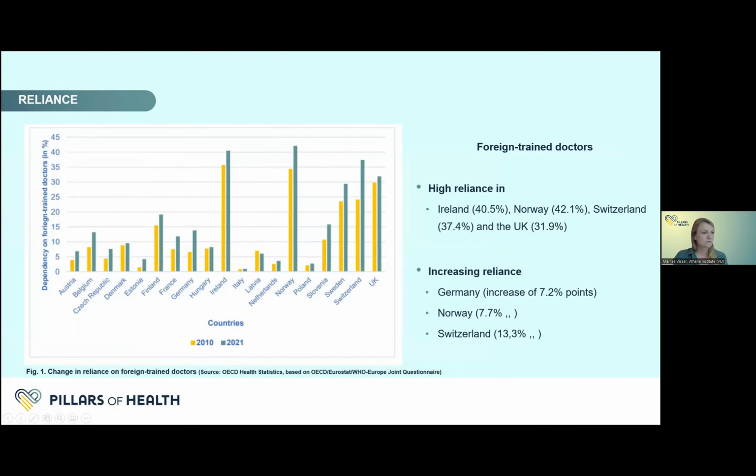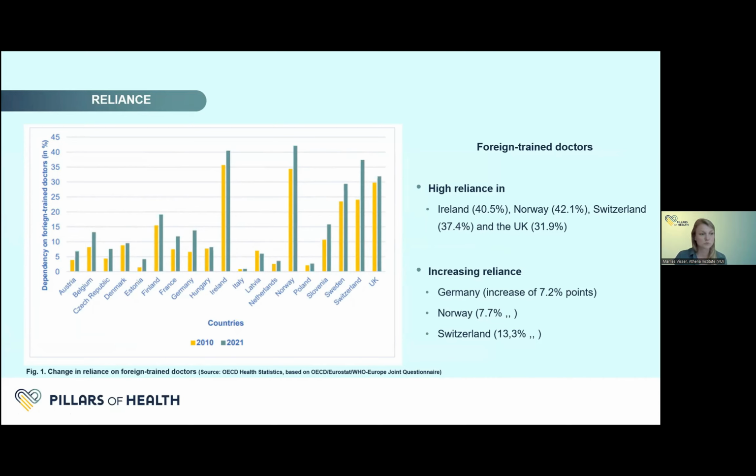So looking first at the reliance on foreign trained doctors, what you can see on the slide is a table, which is a bar chart on the dependency on foreign trained doctors. And in yellow is the data from 2010, and in green is the data from 2021. And we identified a general high reliance among countries such as Ireland, 40%, Norway, Switzerland, and the UK.